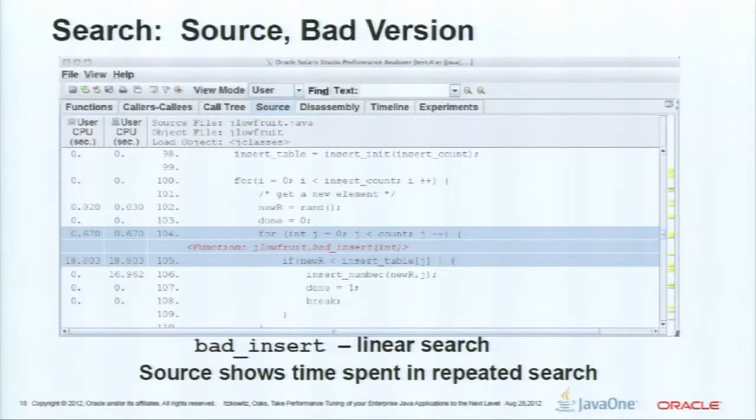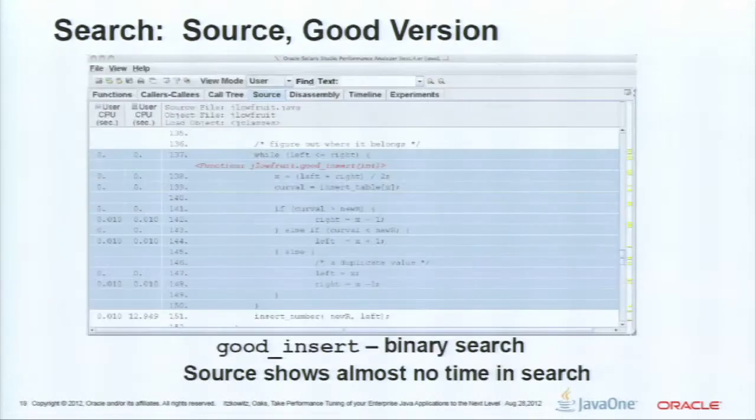And if you look at the source, in the bad insert, the linear search, you can see all the time is being spent in repeated search through this table to find out what the right position is. If, on the other hand, you look at the source for the binary search, which is more complicated, more source code, and so forth, there's virtually no time spent in the search. And that's, again, a simple example where changing from a linear algorithm to a binary search algorithm gave you an enormous improvement in performance.